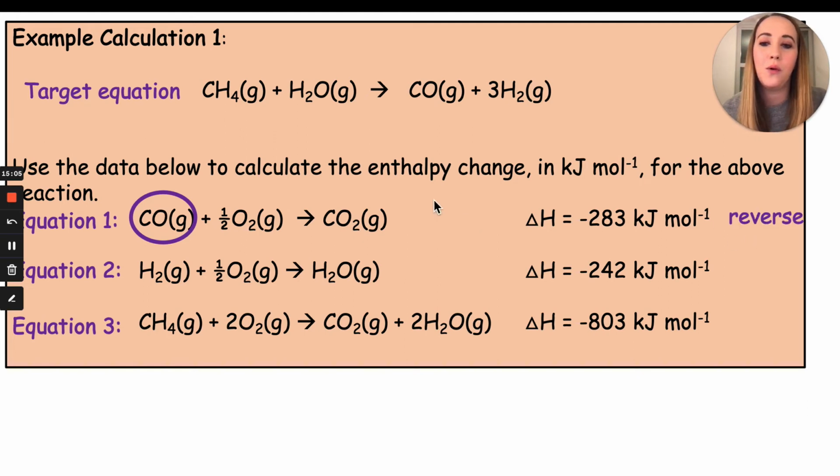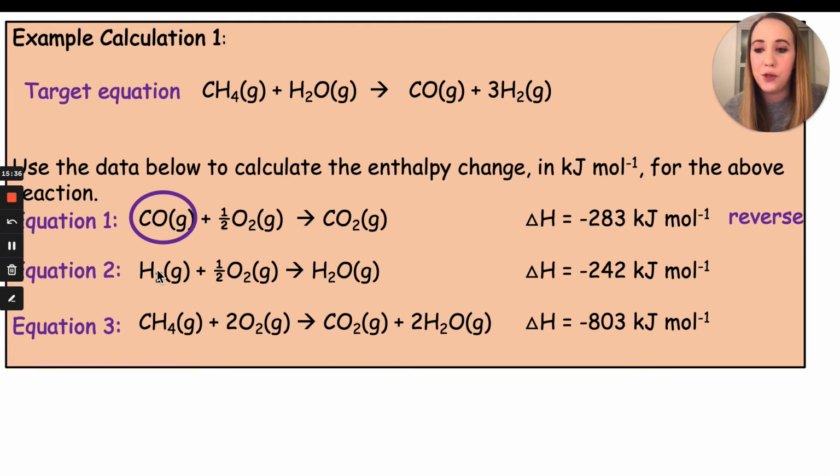While we're looking through these equations, it's quite a good idea to jot down in your working what your plan is to do with each of the equations. We'll do this in the next slide, but for now, let's just note down we're going to reverse this equation around. And when we do that, we're going to reverse the sign of the delta H. Okay, so negative becomes positive.